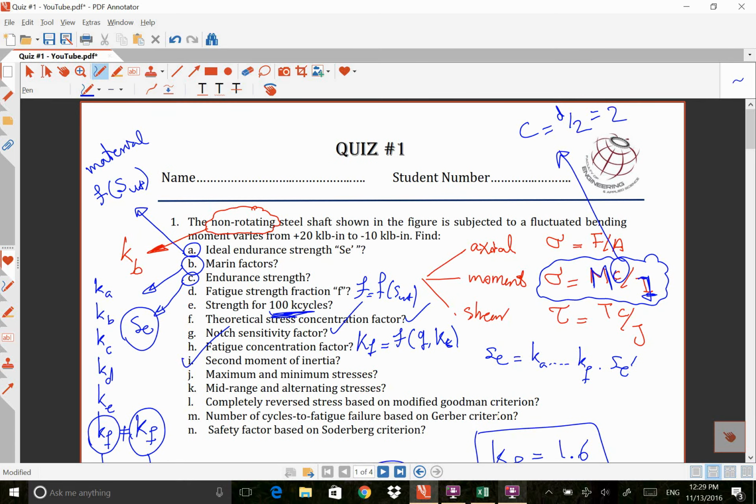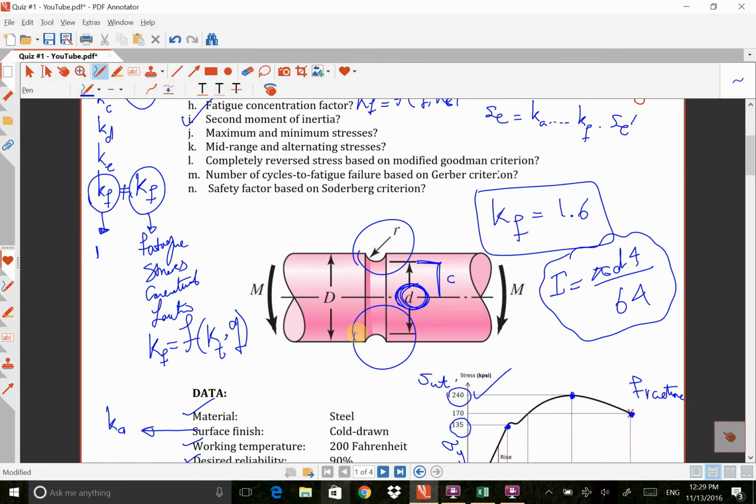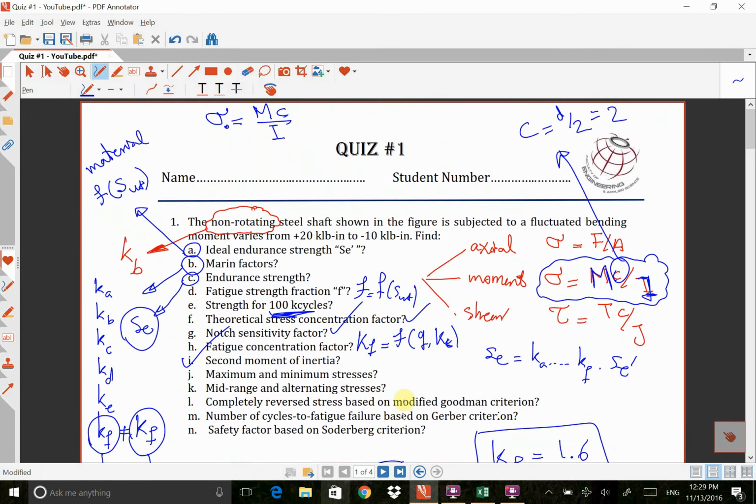But what we found, we can call them sigma naught. That's Mc over I. Because we have some stress concentration factor here, I can say the maximum stress is Kf times Mc over I. The minimum is again Kf times Mc over I.